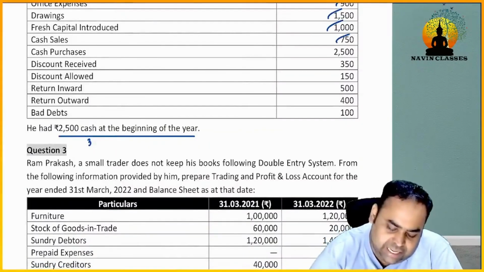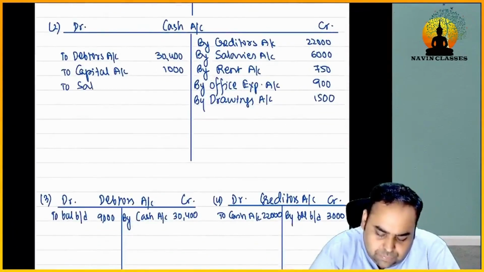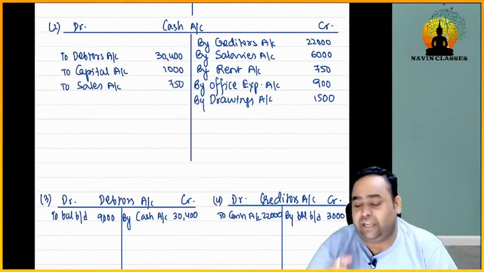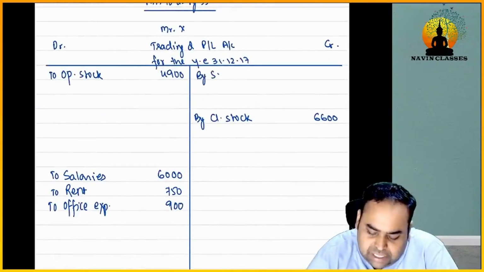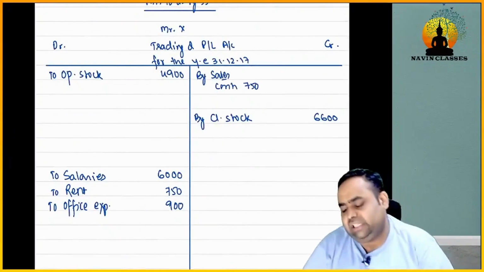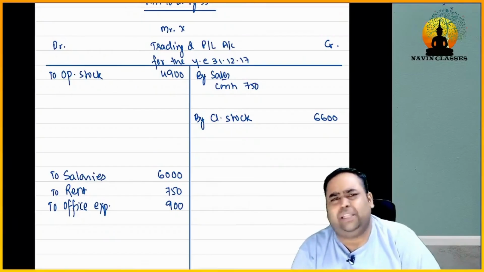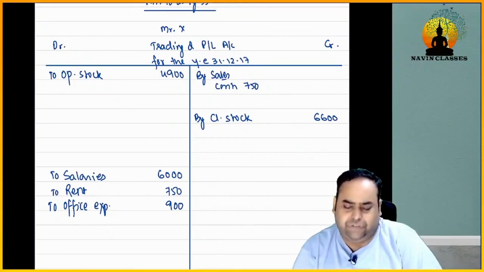Cash sales, sales which happened in cash. So in cash account, write to sales 750. Listen to me carefully. Sales will be going to the trading account. We will go to the trading account. Write by sales. Then write cash 750. Cash sales is 750. There are credit sales because there's debtor. It means sales have happened. So cash sales 750.